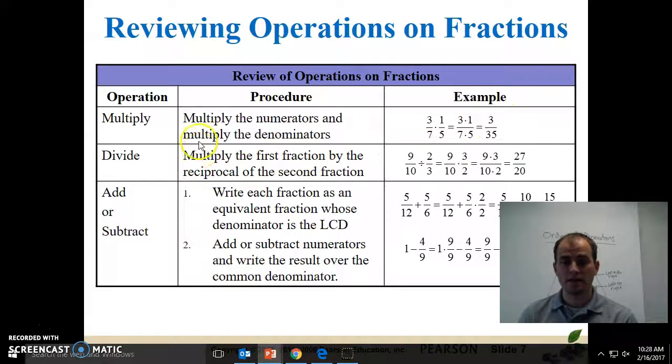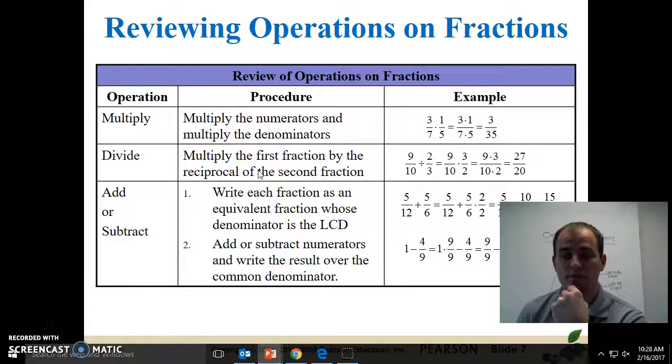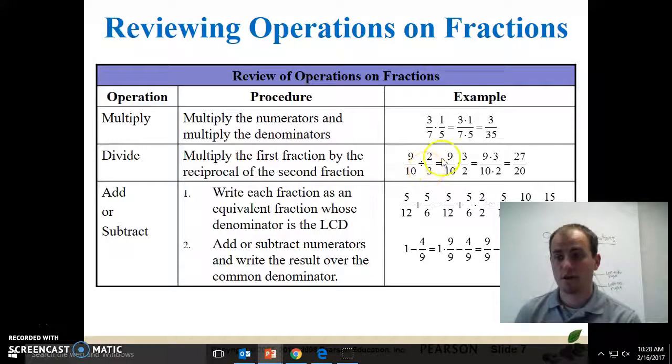When you divide fractions, as a review, remember you flip and multiply by the reciprocal of the second fraction. Okay, so if we had 9/10 divided by 2/3, you do 9/10 times the reciprocal, 3/2. See if you can simplify anything first, and then multiply straight across.